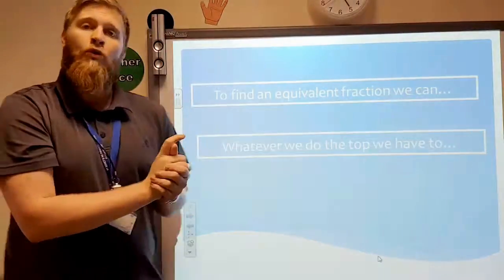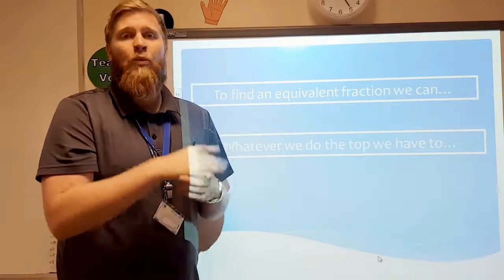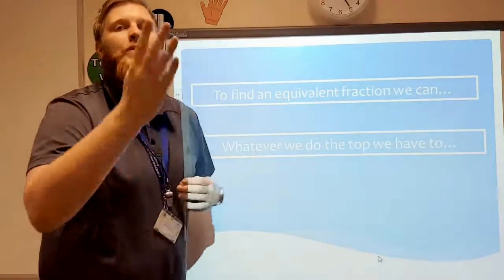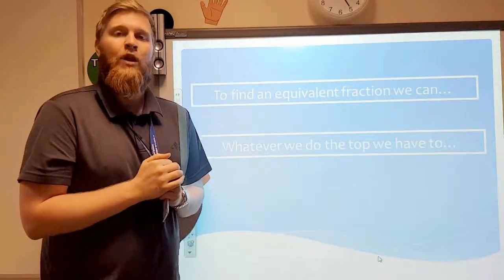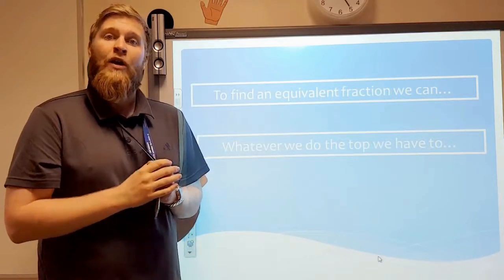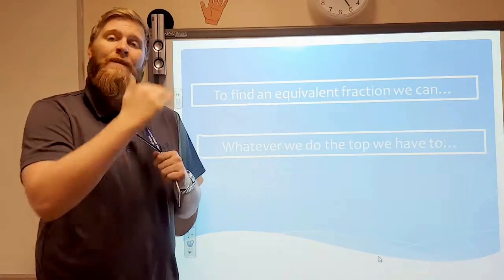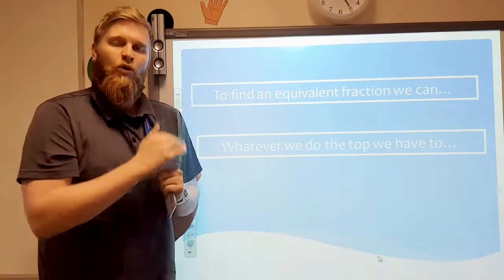We could have 1/4. Say we had 1/4, and this time we're going to times it by 5. If we times the 4 on the bottom by 5, we would get 20. And when we times the top 1 by 5, we get 5. So we then know that 5/20ths is the same, it is equivalent to 1/4.